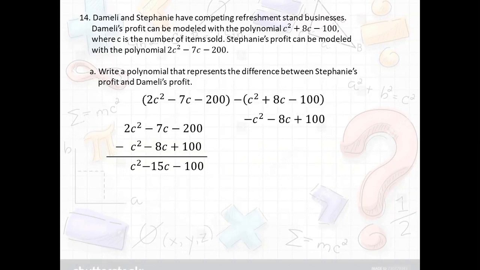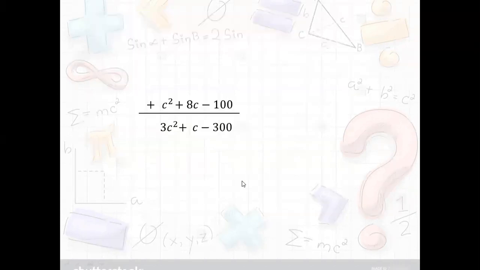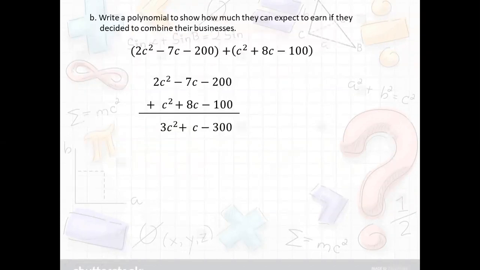You won't go wrong if you have written the polynomial in the correct way. Moving on to part B of the question. Write a polynomial to show how much they can expect to earn if they decided to combine their business. Now again, combine means, you know, you are at such a great level that you can understand simple words now. Combine means plus. So 2c squared plus c squared minus 7c plus 8c minus 200 minus 100. Because if we're adding, we have no problem. We don't need to multiply each term. That was only for subtracting.